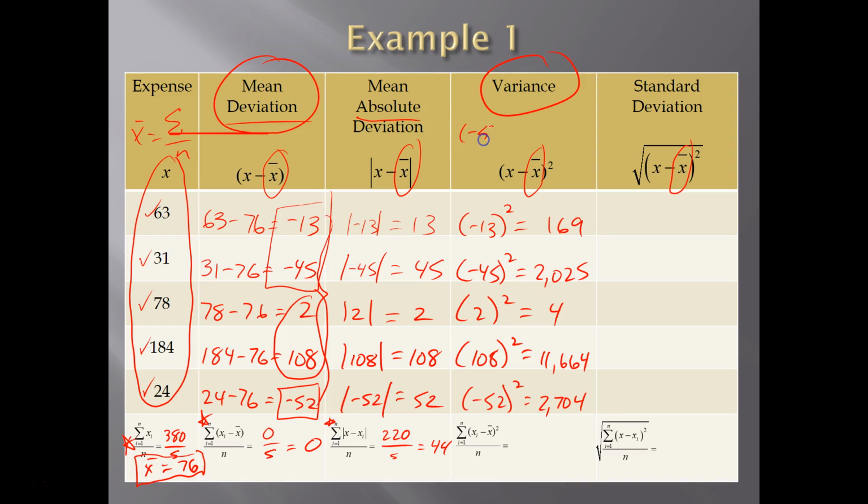Negative 52 squared is positive 2,704. So if you actually put that in your calculator using the parentheses, you'll get the right answer. But if you do this in your calculator, negative 52 squared, your calculator follows order of operations. So it's going to want to do this exponent before it multiplies 52 times the negative. So here you'll get 52 squared, which is 2,704. But then it's going to multiply by the negative.